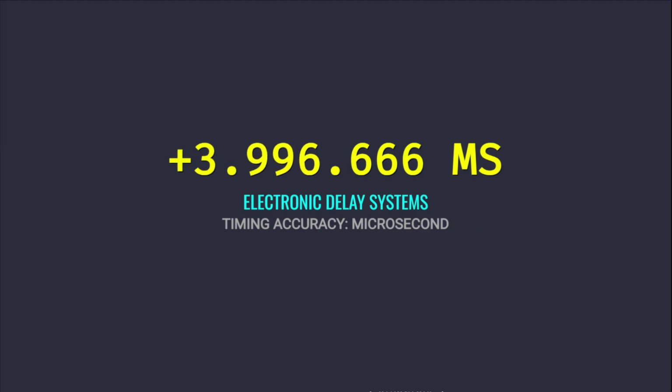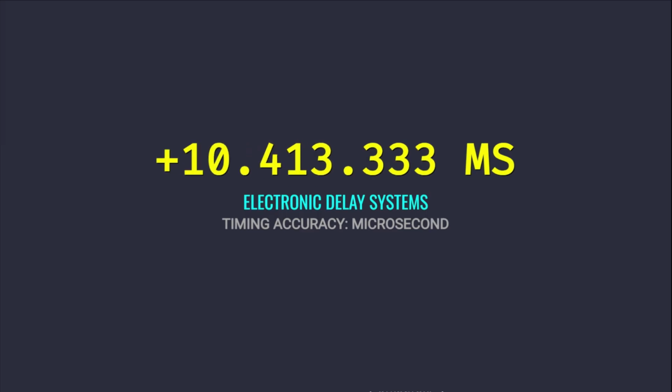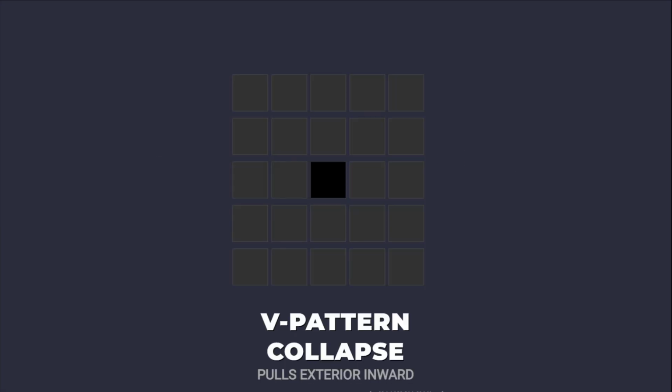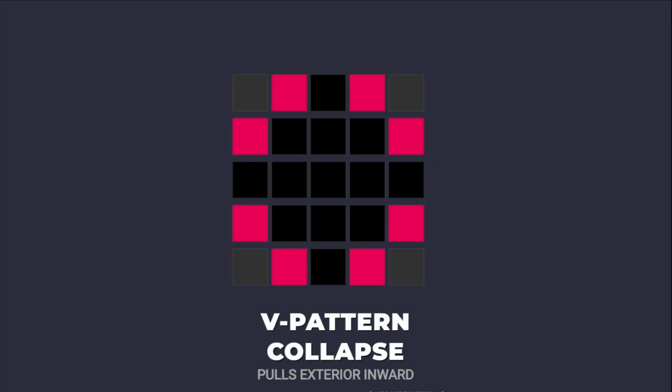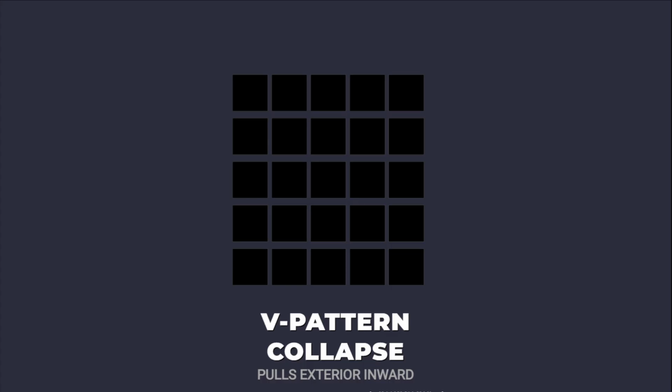Detonation sequencing is managed by highly precise electronic delay systems, which offer timing accuracy down to the microsecond, far superior to traditional non-electric shock tube systems. These electronic detonators are programmed to fire in a specific pattern, often starting at the center columns and moving outward. This creates a V-pattern collapse, pulling the exterior walls inward and minimizing debris scatter.